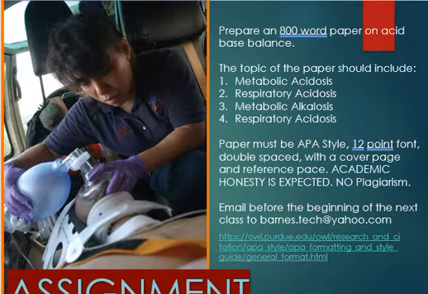As I told you before, we consider this a collegiate level program, and we're going to do collegiate level work. So before the next class, you have a writing assignment. It's going to be 800 words, and the topic is acid-base balance. Inside that paper, you need to talk about metabolic acidosis, respiratory acidosis, metabolic alkalosis, and respiratory alkalosis. The paper has to be in APA style.